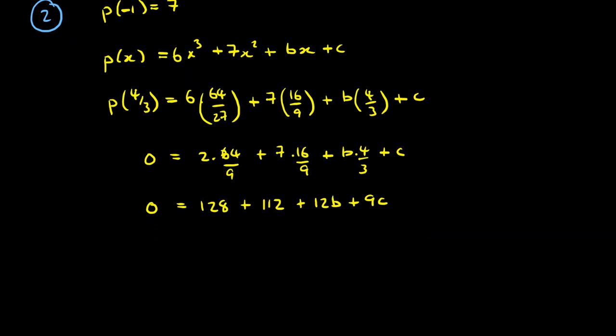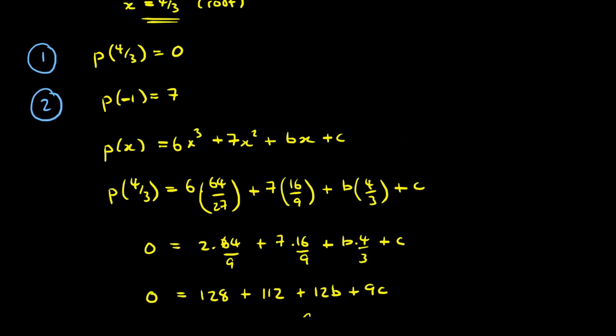Okay, well, I think I can simplify this. 128 plus 112, that is going to be 240, plus 12b plus 9c. And it looks like I can divide everything through by 3. So I'm going to get 4b plus 3c is equal to minus 80. Okay, and that's going to be an important equation there.